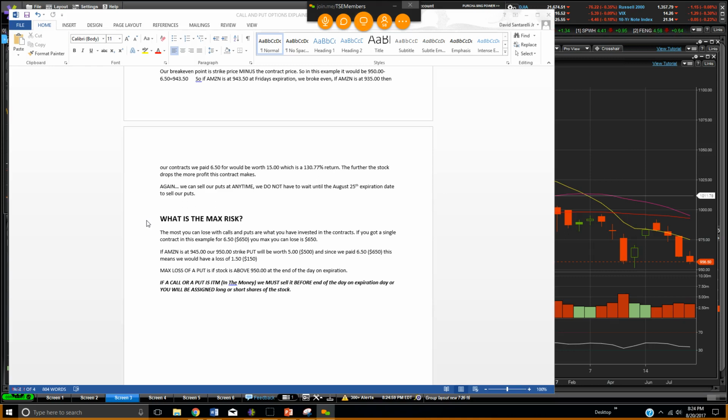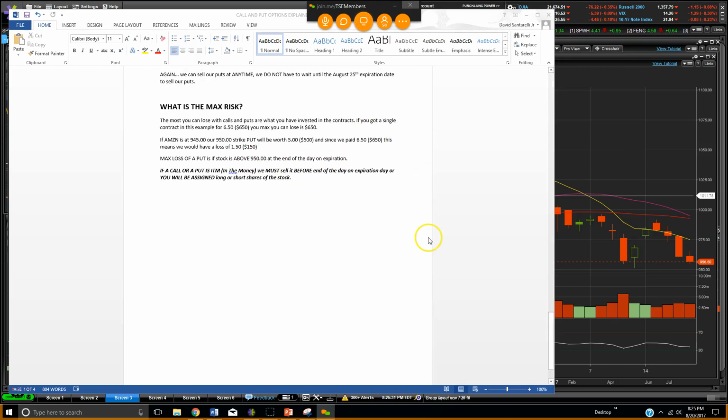We're near major support levels, which I'm going to go over with some stocks and charts in a minute here on eTrade Pro, and show you guys some major support and resistance levels we're looking at right now. So that's how puts and spreads are. I'll only make a call or a put trade if I feel it's going to give us at least 100% return. All right, max loss of a put is if the stock is above 950 at the end of the day on expiration.